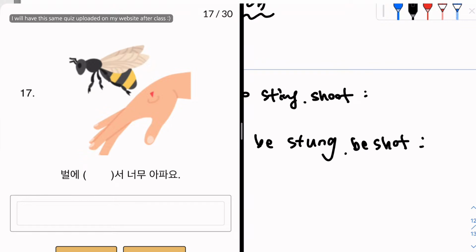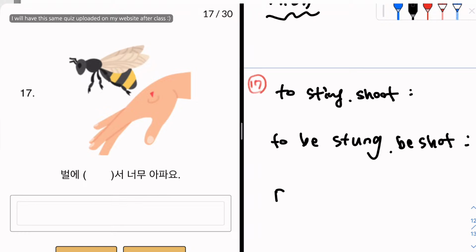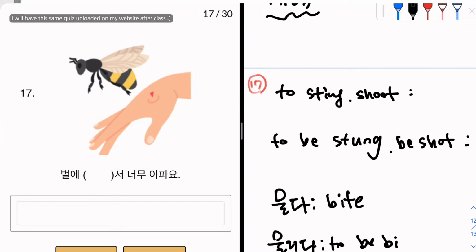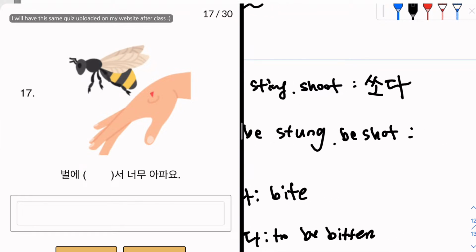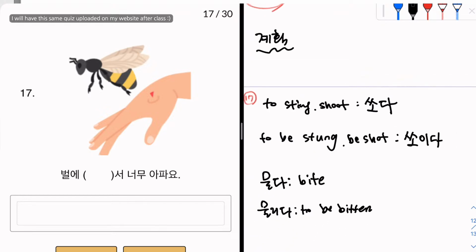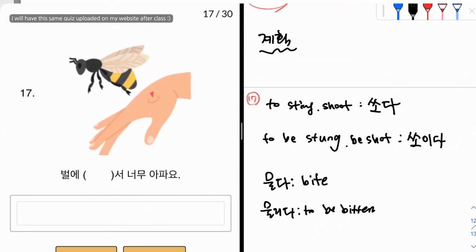깨물다 아니고 물리다는 bite란 뜻이에요. 물다 means to bite. 물리다 means to be bitten. So you cannot use 물다 or 물리다 here. You can use 쏘다, guys. 쏘다, right? 쏘다. And to be stung would be 쏘이다. 쏘이다. Then what would be the correct form in the blank, guys?